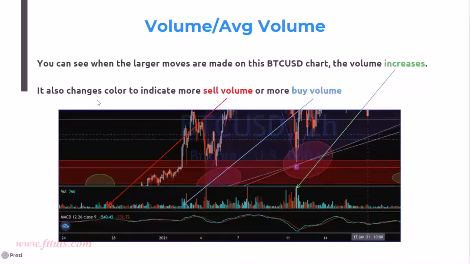So that's kind of how Bitcoin works. It changes colors to indicate sell volume or buy volume, but we can see the amount of participation that is going on based on the volume candles, which should in turn move the price action. So we can see participation as represented with price action.